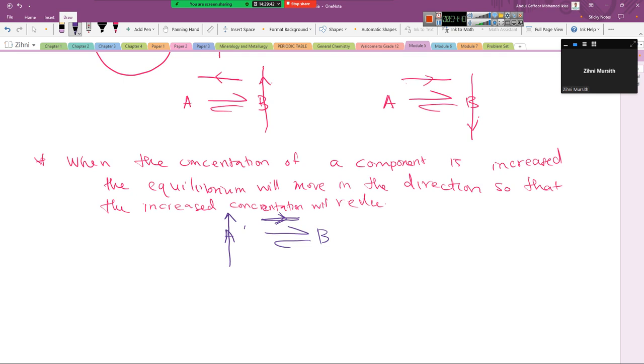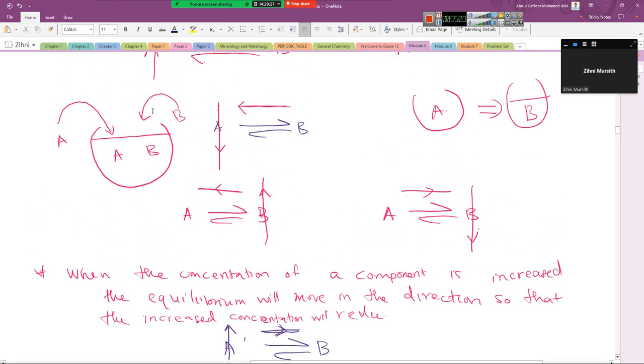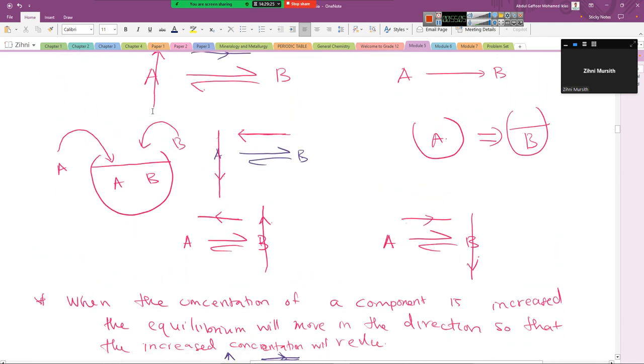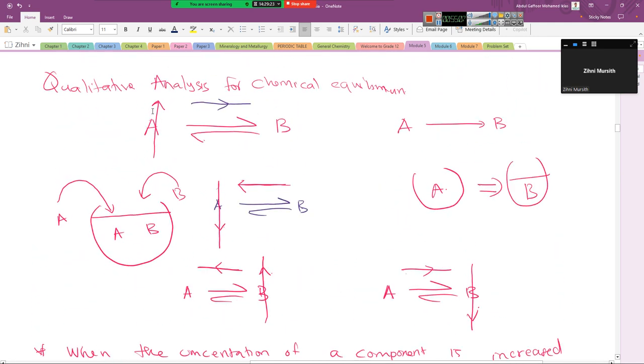And again, the vice versa also will be true. If the concentration of a component is decreased, the equilibrium will move in the direction so that the decreased concentration will increase, right? So you can just write this sentence and draw these pictures.